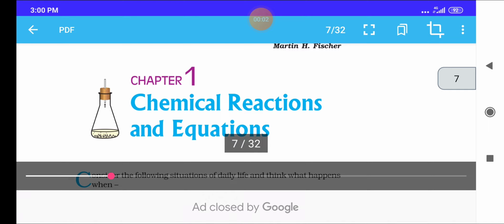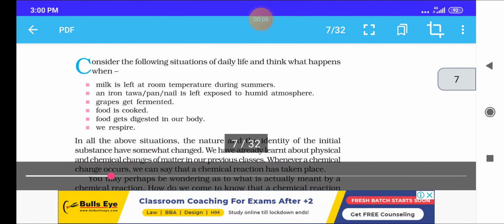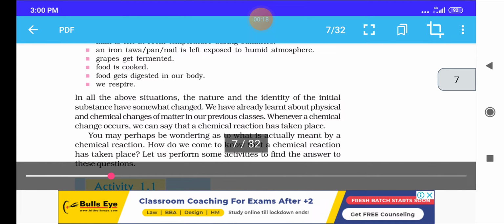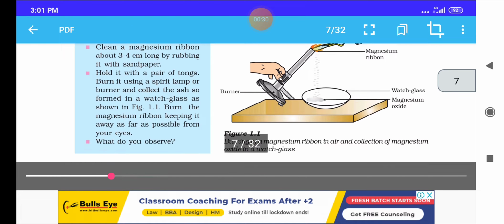Today we will do the chemical reactions and the equations. Here are some chemical equations, reactions in our daily life: respiration, digestion, storing of the milk, rusting, grapes fermentation, food spoilage, and this type are the daily life. From our daily life are few examples. Now come to the activity.